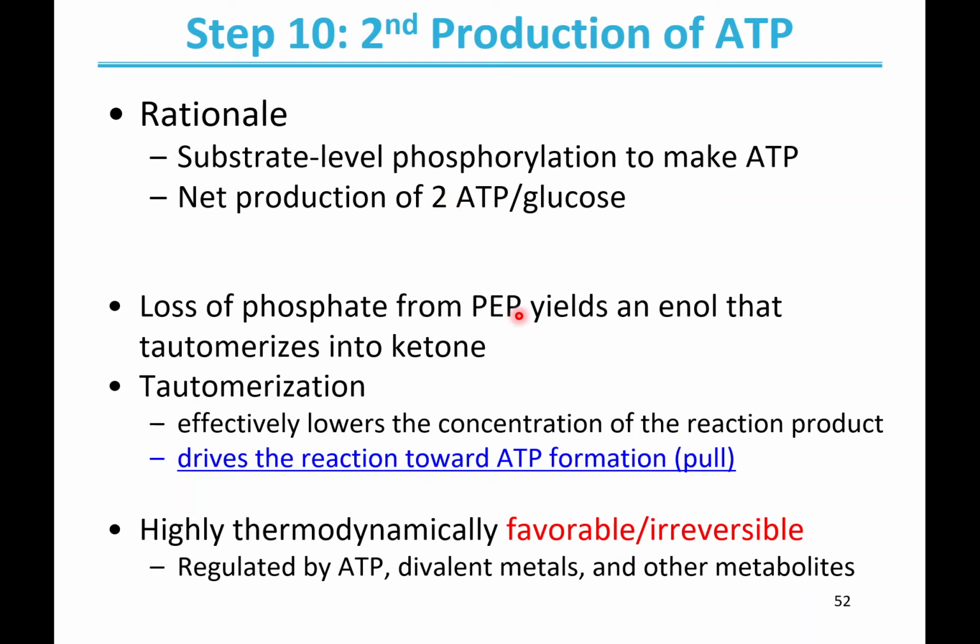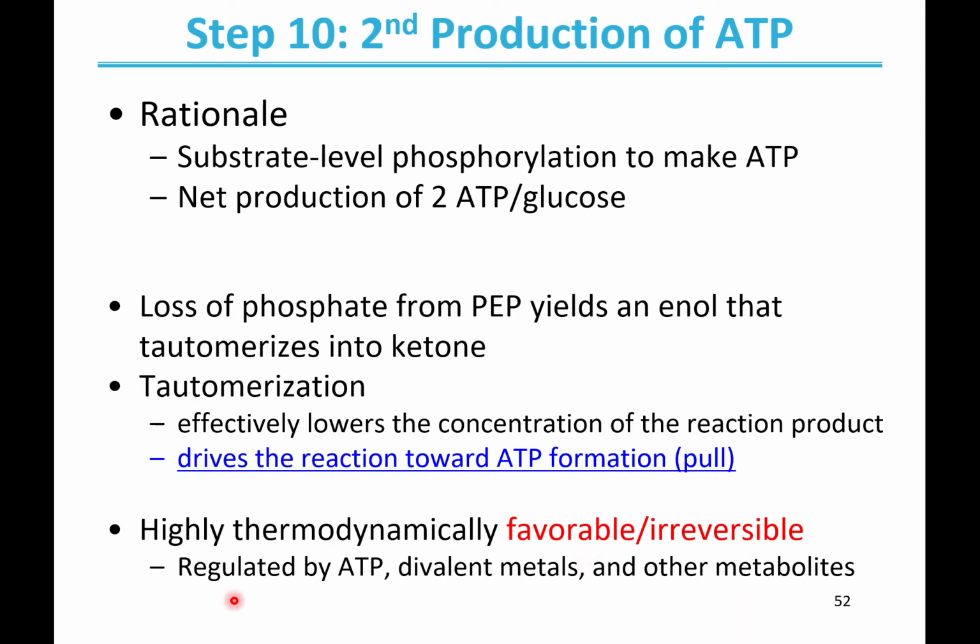The loss of phosphate from PEP yields an enol that can tautomerize into a ketone, and that provides another level of stabilization. And if you want to think of it this way, it also lowers the concentration of the reactant. When that tautomerizes, in a sense, you're lowering the concentration of the product, and you're pulling that reaction forward. Again, this is highly favorable, which makes it irreversible.